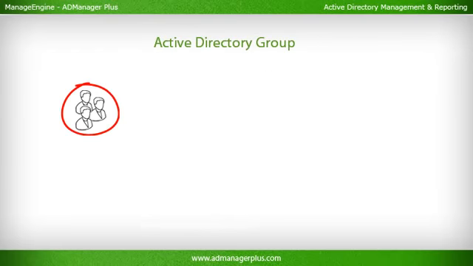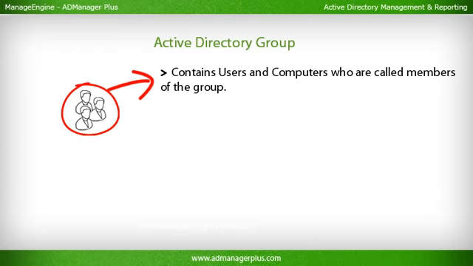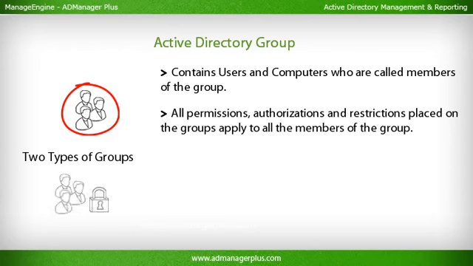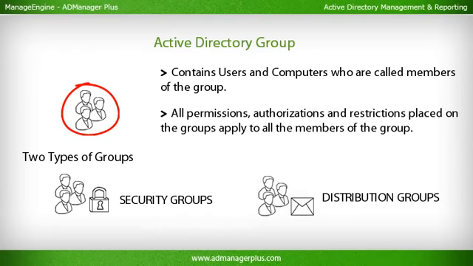Active Directory Group. Contains users and computers who are called members of the group. All permissions, authorizations and restrictions placed on the groups apply to all the members of the group. Two types of groups. Security groups: used to grant permissions and set restrictions on users to resources. Distribution groups: used to send email messages to a group of users.